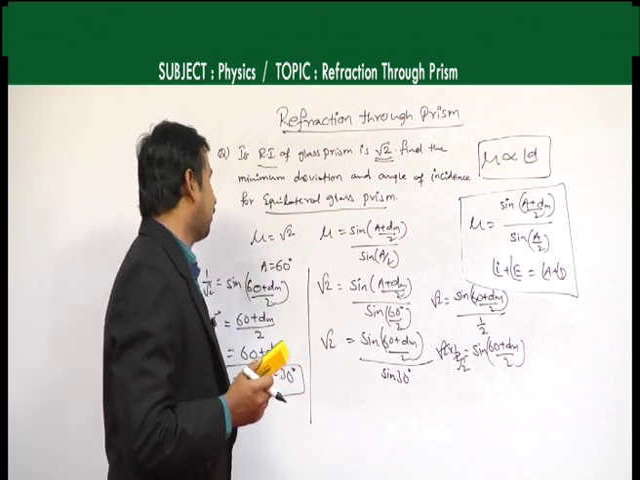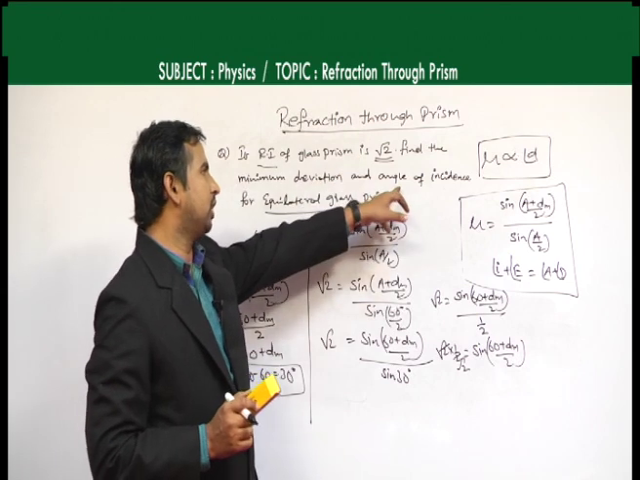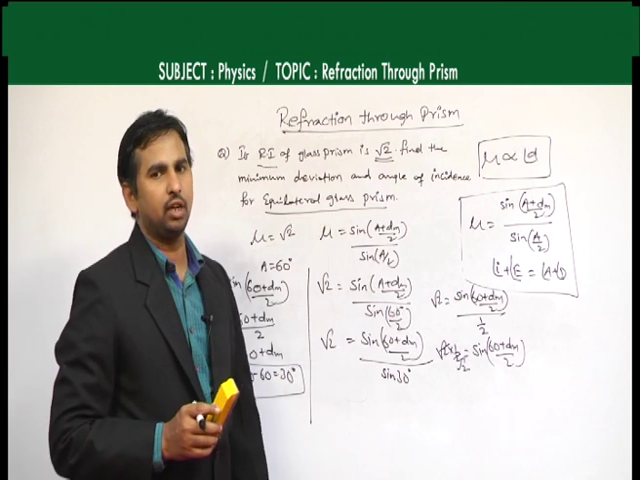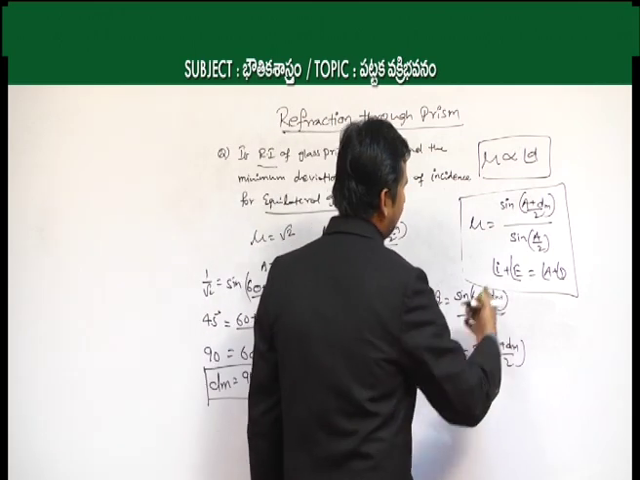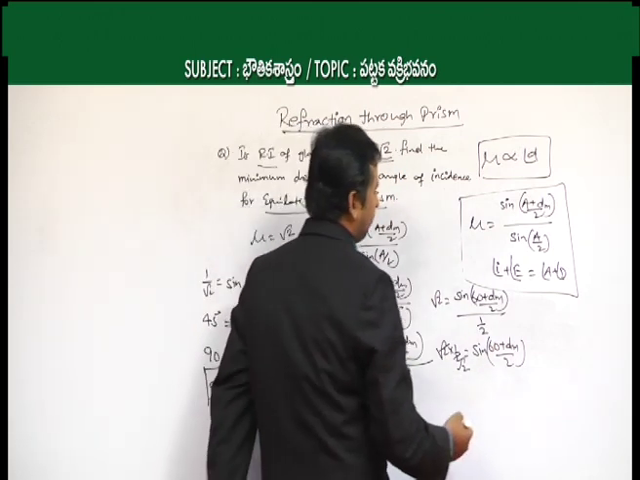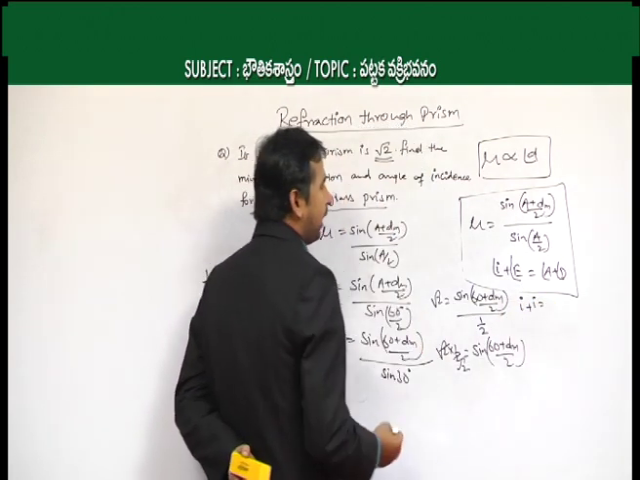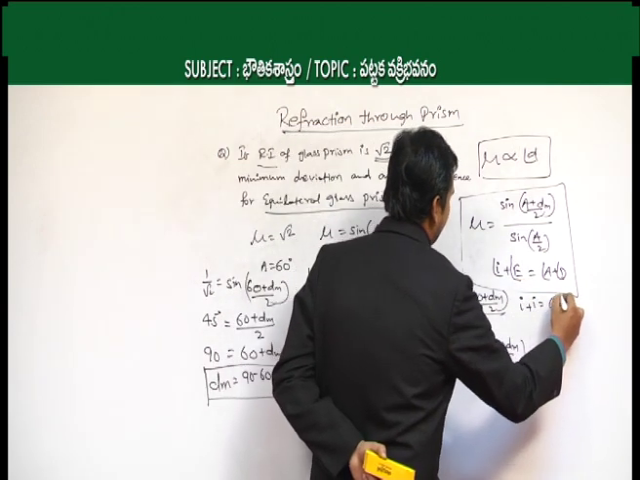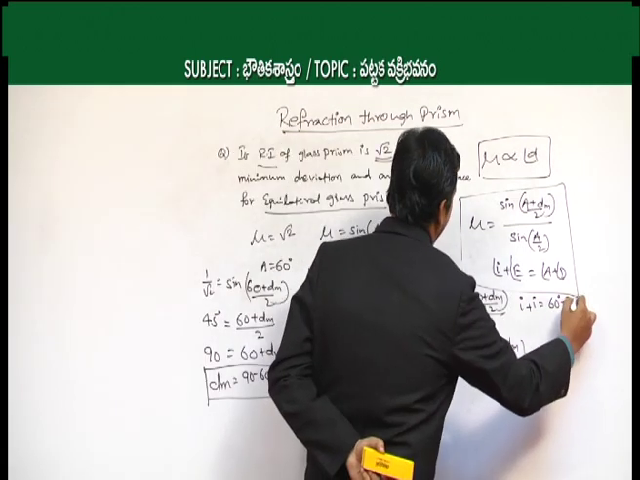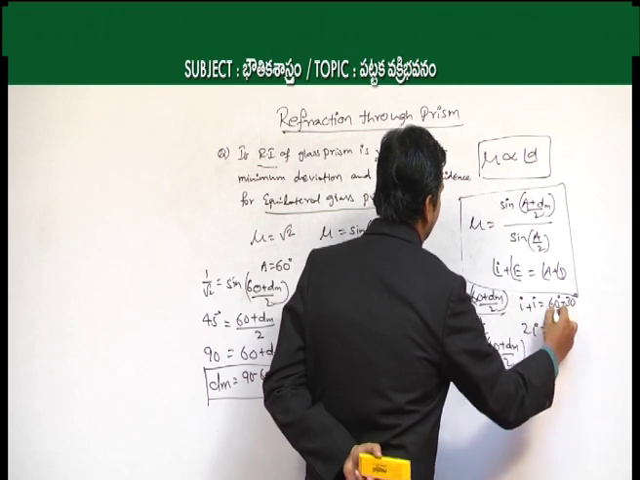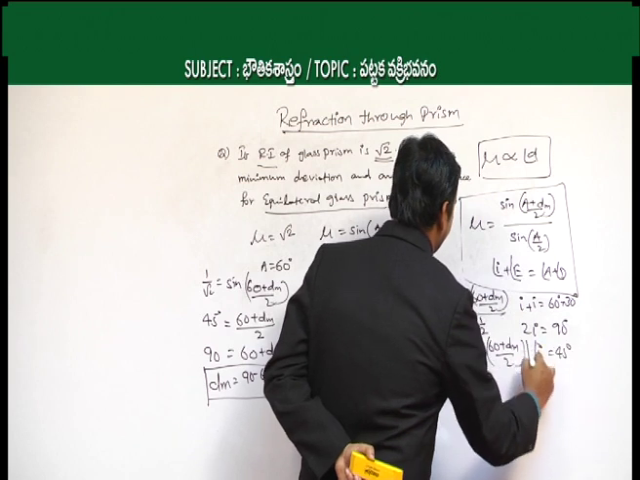Now the question is also asking to find the minimum deviation, which we got as 30 degrees, and we also have to find the angle of incidence for the given equilateral glass prism. To get that, we know the relation I + E is equal to A + D, where I and E are both the same. Then I + I is equal to the angle of the prism, which is 60, plus the angle of deviation, which is also 30 degrees. So 2I becomes 60 + 30, which is 90, then the angle of incidence becomes 45 degrees.